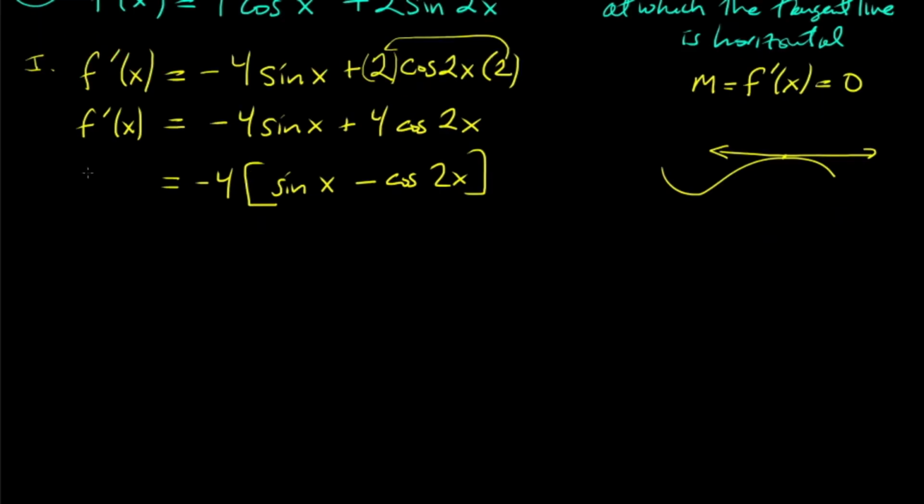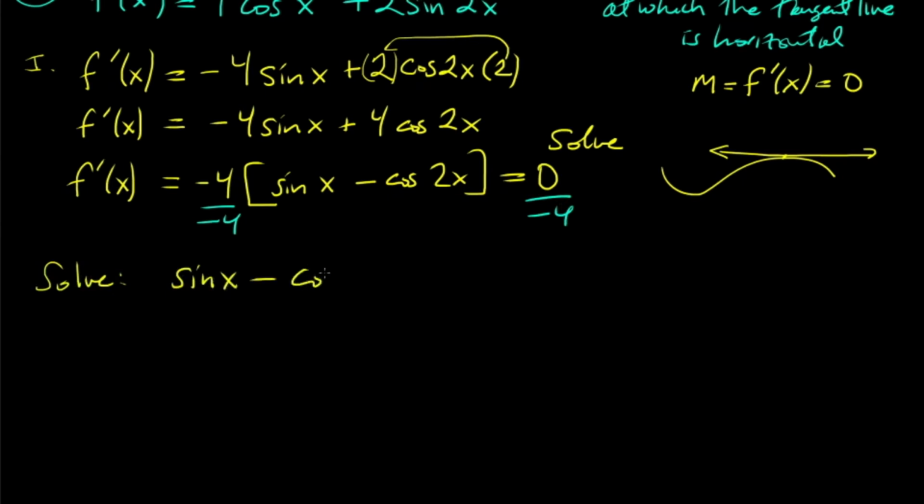And so that's the derivative. Now we have to set this equal to 0 and solve, right? So we have to solve this for x. Here's where it gets a little tricky, because in this form it's very difficult. First of all, we could divide by negative 4. That doesn't matter. So at this point we have to solve the equation sine x minus the cosine of 2x equals 0. Okay, so again, this is not an easy equation to solve in this form.